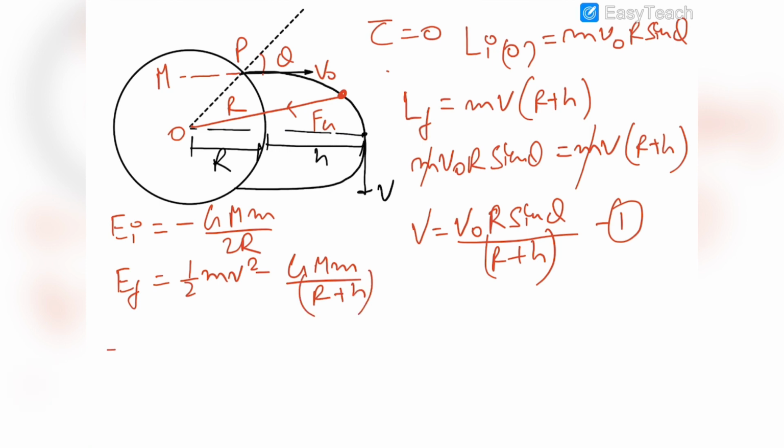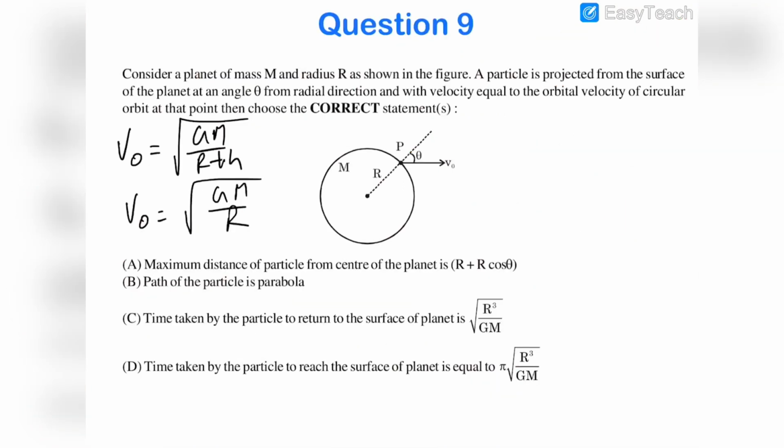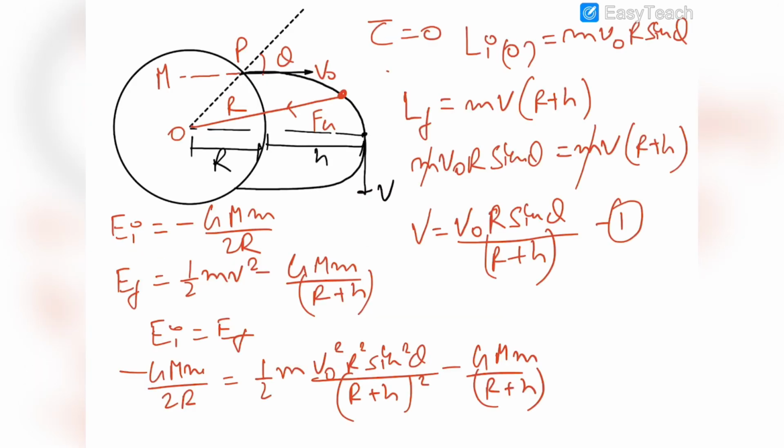So the equation will be: initial energy will be equal to final energy, which is the law of conservation of mechanical energy. So minus GMm by 2R will be equal to half mv square. V square is v naught square R square sine square theta divided by (R plus h) whole square, minus GMm by R plus h. And now we can substitute the value of v naught, which is under root GM by R, in this equation.